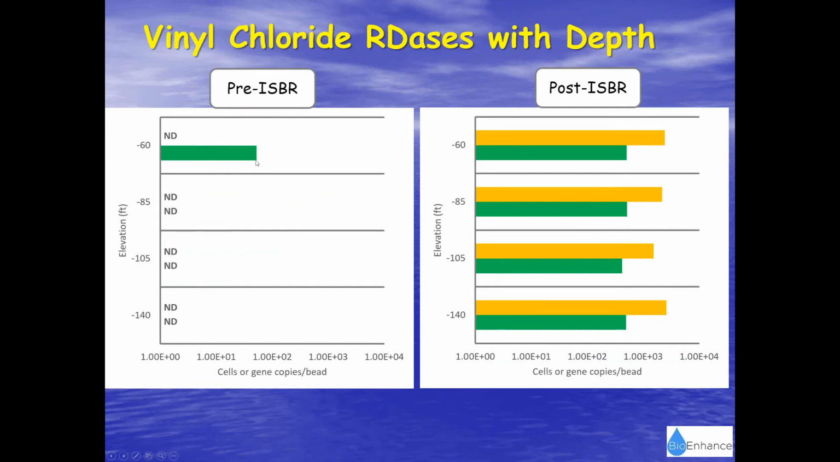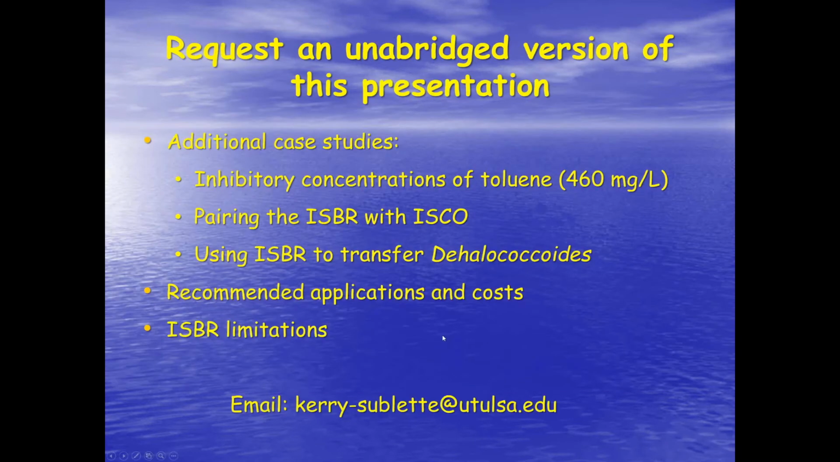If we look at those functional genes, we had one functional gene detected at a shallow depth prior to operating the ISBR, and then after operating the ISBR, we're now detecting those functional genes in high concentrations over the entire depth. Now, this has been a very short presentation with only 2 case studies.